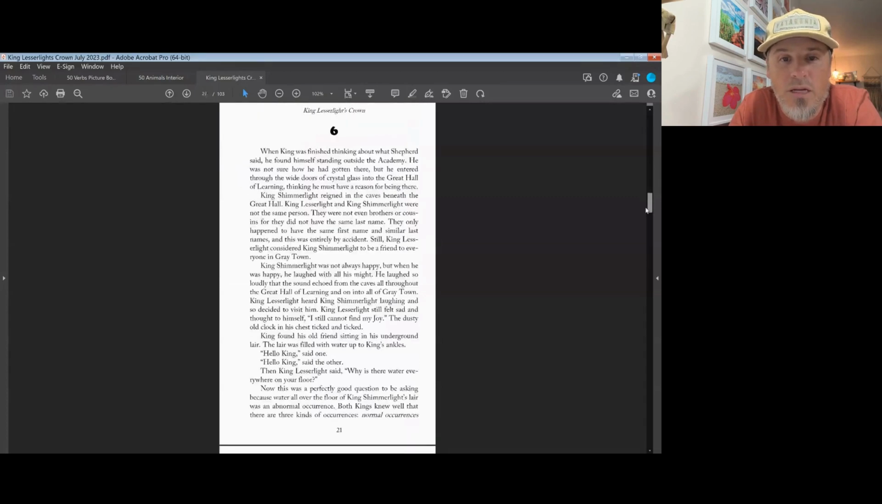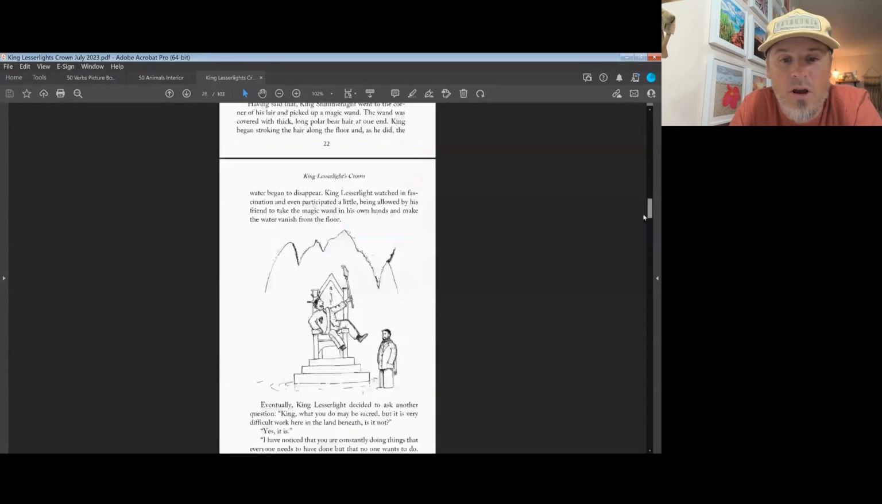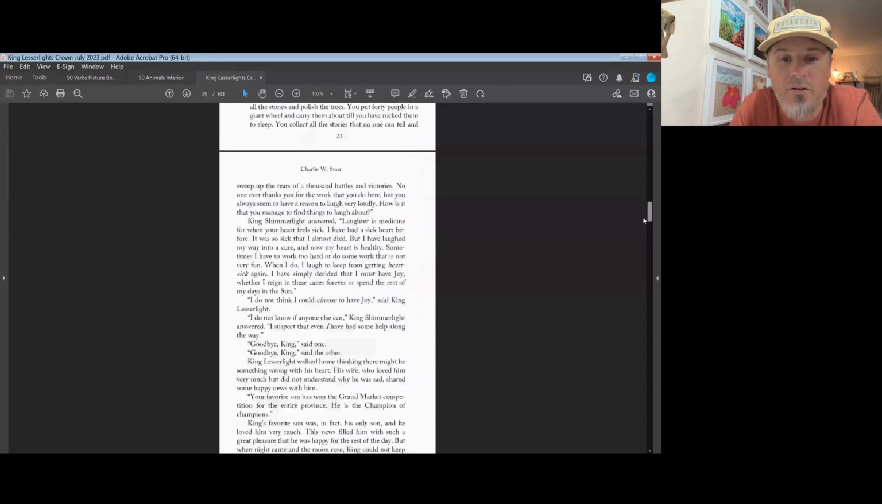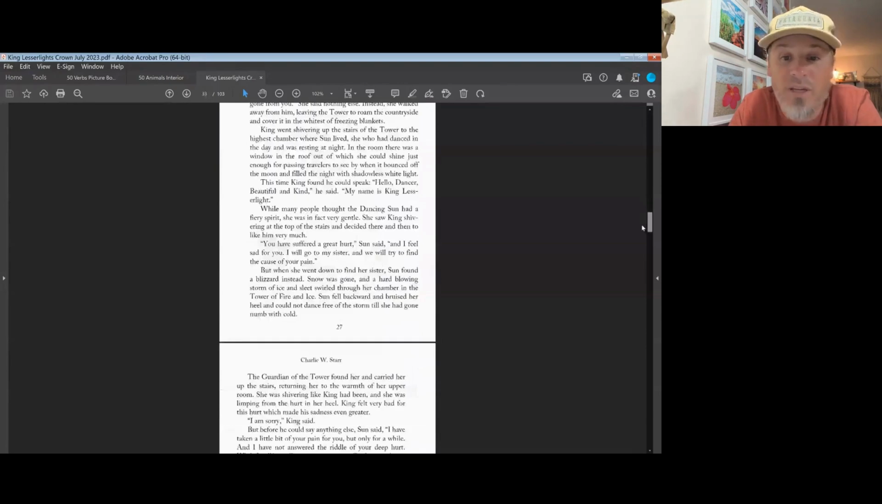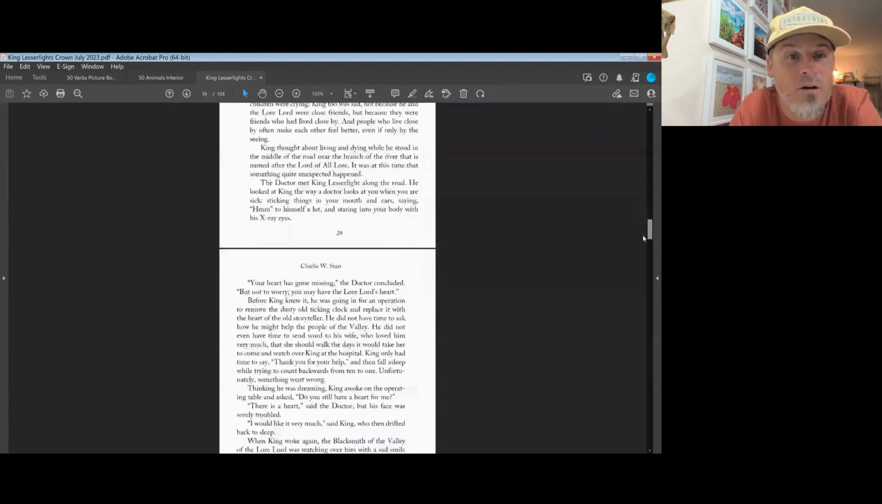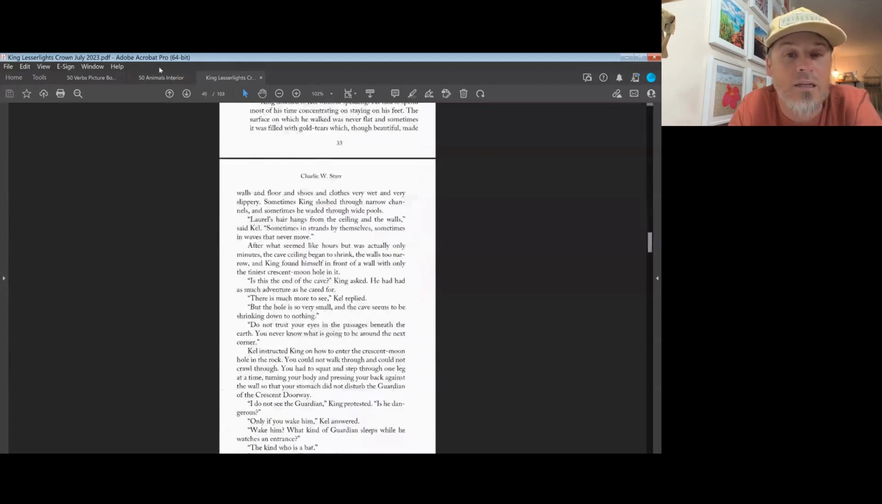Yeah, so as I said, it's over 100 pages, and you'll find this very, very intriguing, very, very interesting. King Lesser Light's Crown. So go get that. It's under $8, y'all. Go get it while it's still at that incredible price.